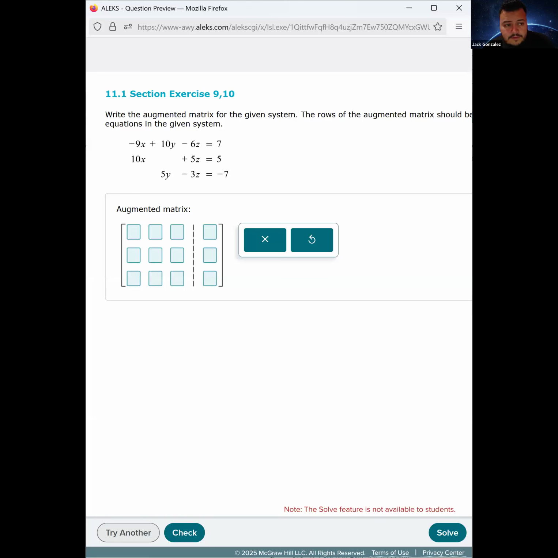Let me write down the question. So negative 9x plus 10y minus 6z is equal to 7. 10x, 5z, 5y minus 3z. There we go.